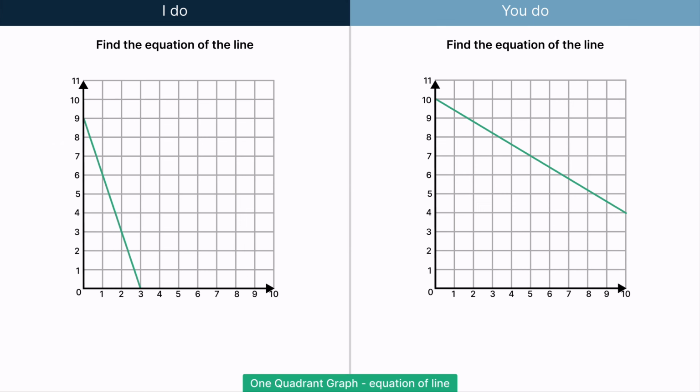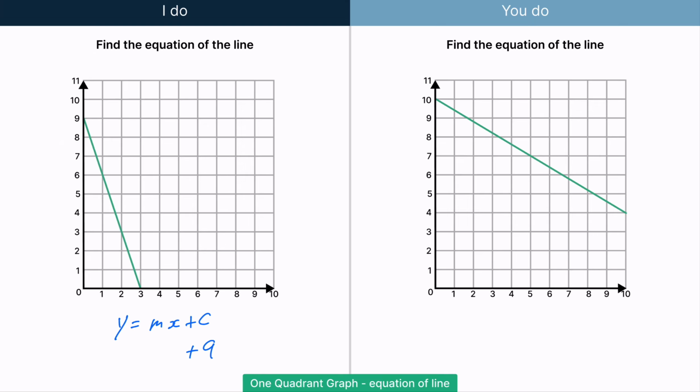So, looking at this one here, what's different with this one is the line is pointing down, so we're going to end up with a negative gradient. Okay, so the exact same approach applies. Y is equal to mx plus c. I'll do the easy part first, so I can see it crosses the y-axis at 9, so that's the intercept done.